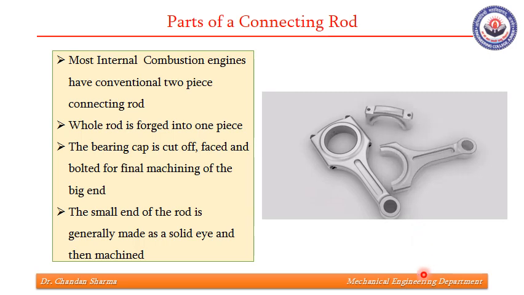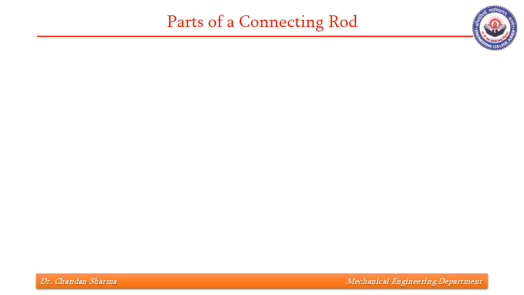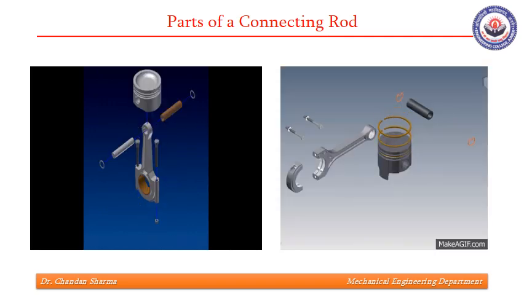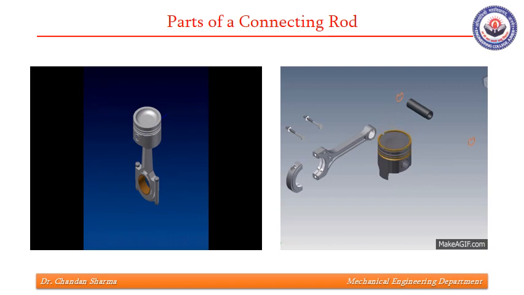The whole of the connecting rod is forged into one piece, and the bearing cap is cut off, faced, and bolted for final machining of the big end. The small end of the rod is generally made as a solid eye and then machined. This slide shows the assembly of piston, connecting rod, big end cap and bolts, and gudgeon pin. This is another view of the same assembly.